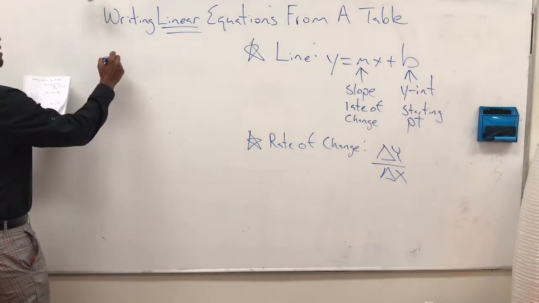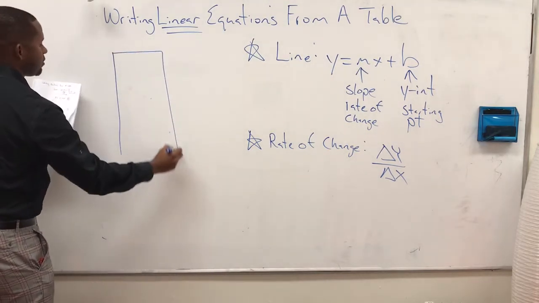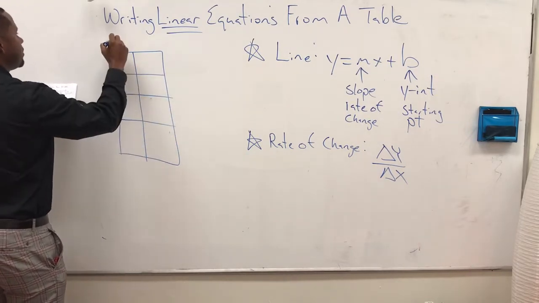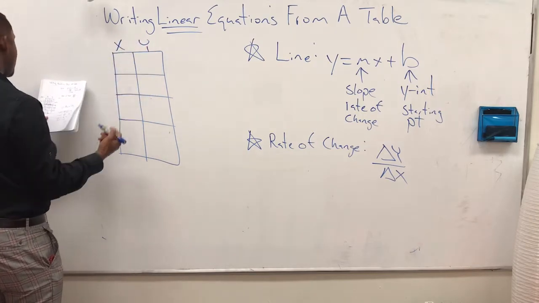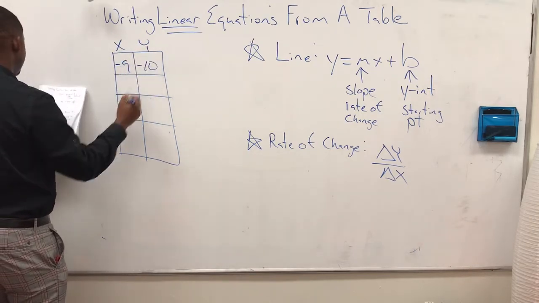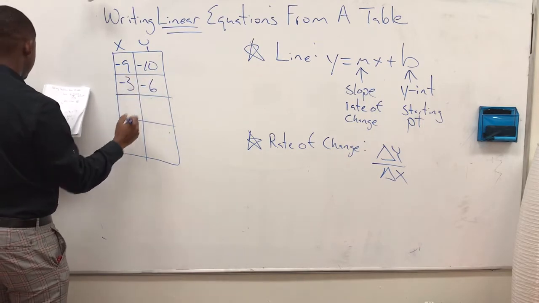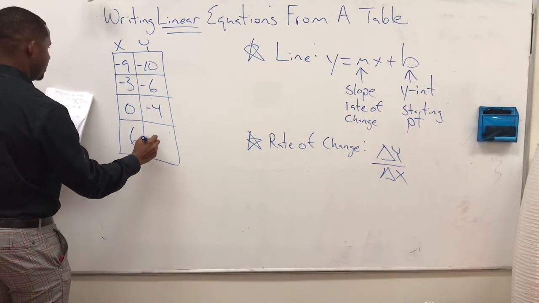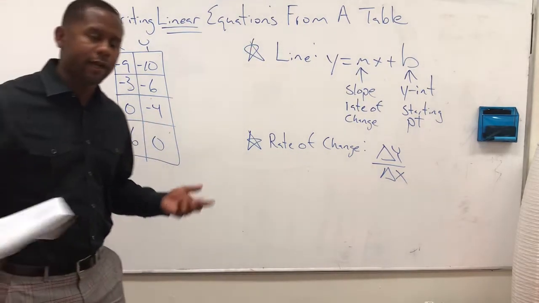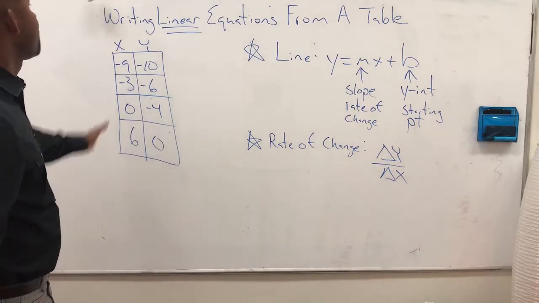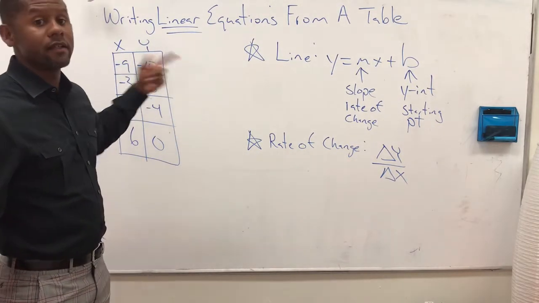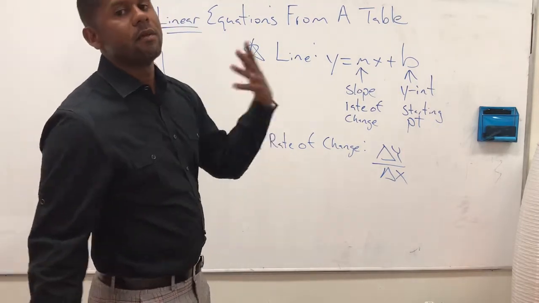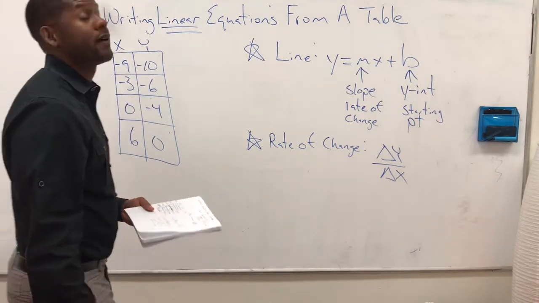So let's say that you have a table like so. You should be copying this table down into your notebook. Simple table, it's going to have x and y: x is negative 9, negative 3, 0, 6, and y is negative 10, negative 6, negative 4, 0. I want you to write the equation of the line that goes with this table. A bunch of you will remember this and already know how to do it. But in case you don't remember, this is your refresher.